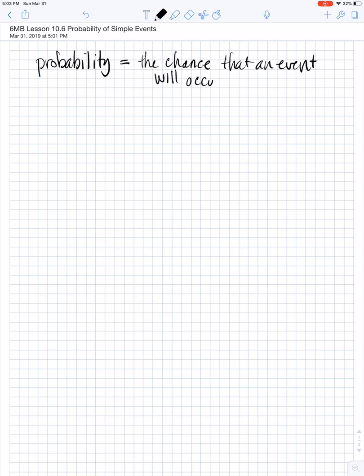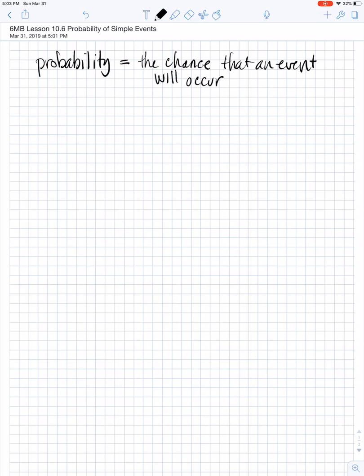All right, 6MB, we're going to talk about lesson 10.6, probability of simple events. So I guess the first thing for us to think about is, well, what does it mean to be calculating probability? What is probability? Well, probability is just the chance that an event will occur.